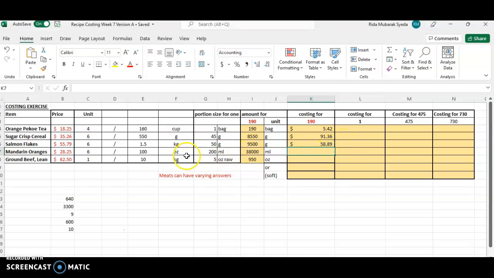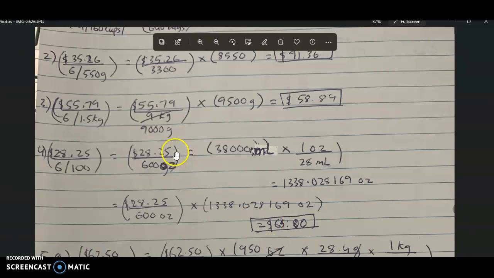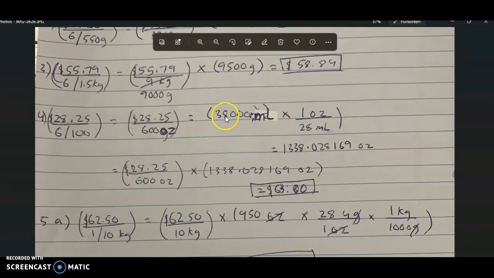Next one is also the same thing. We have ounces and ml. So I'm trying to convert the 38 ml to ounces. To do that, we would divide the 38 by 28.4. I'm sorry, I missed the 0.4 over here. Because in 1 ounce, there's 28.4 ml. So I would just simply divide it and I get this number. That's my new amount, in ounces.